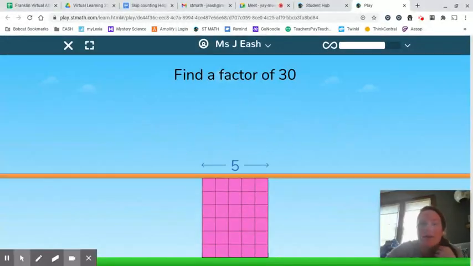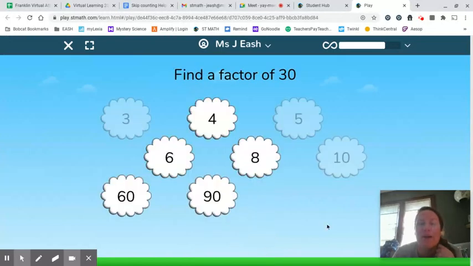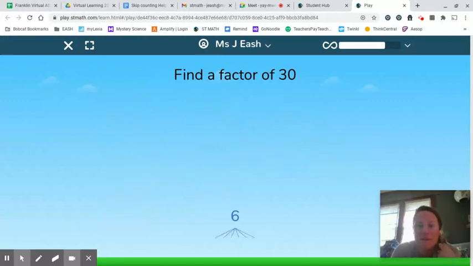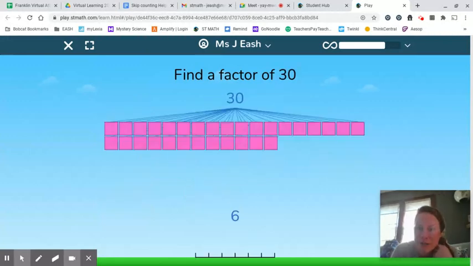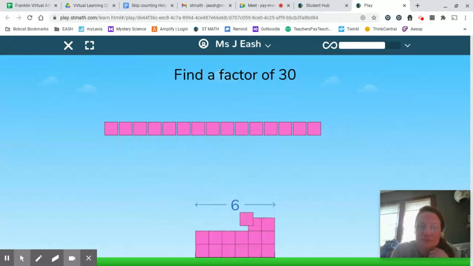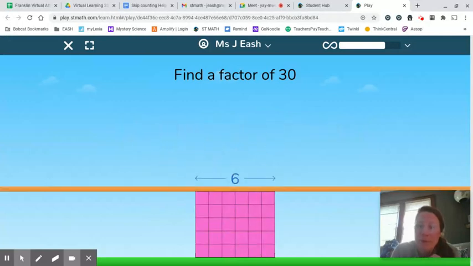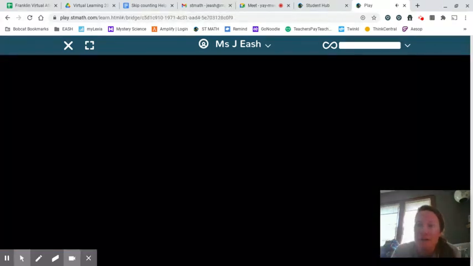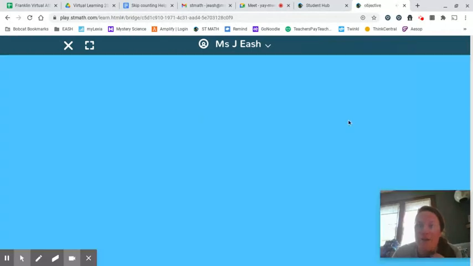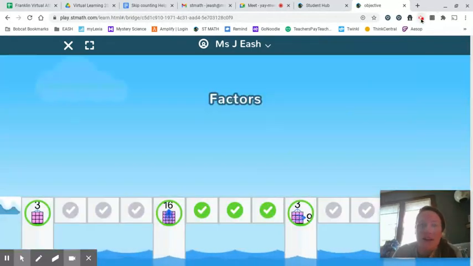I could also watch my animation here. I have 6 rows with 5 in each row. So I'm going to click 6 to get my final factor pair for 30. Remember, factors are two numbers that you multiply together to get a product or a bigger number. Factors are always smaller than the number they give you to solve. So good luck and do your best.